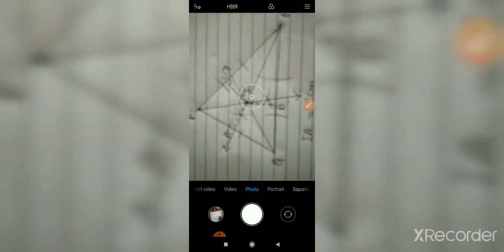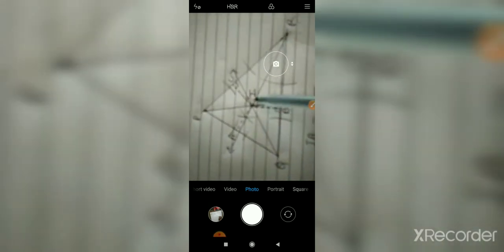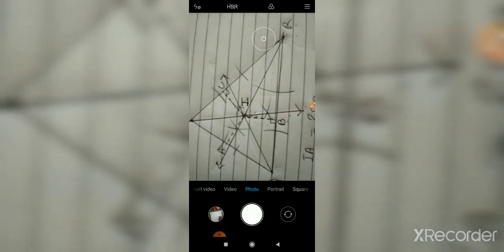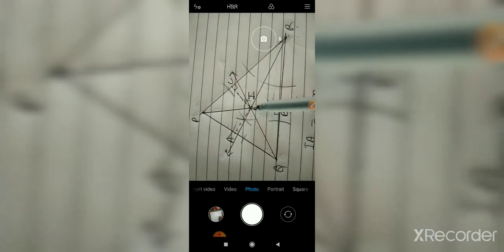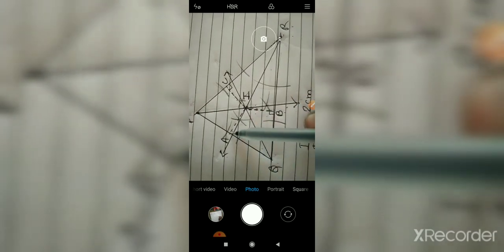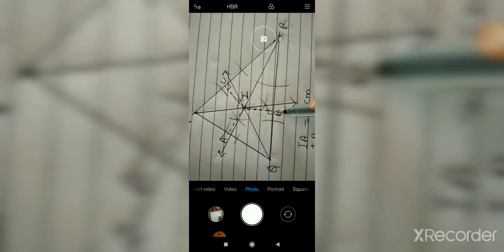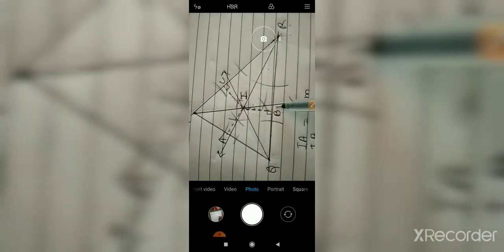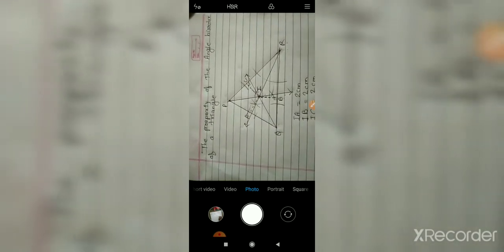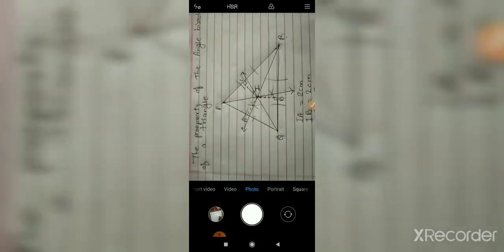What I told you, the property of the angle bisector: all the angle bisectors are concurrent, meaning they are passing through a single point, and they are equidistant from all the sides of the triangle. So today we are going to stop here only. Today we saw the property of the angle bisector of a triangle, and the next property we will see in our next lecture. So all of you do this construction perfectly.